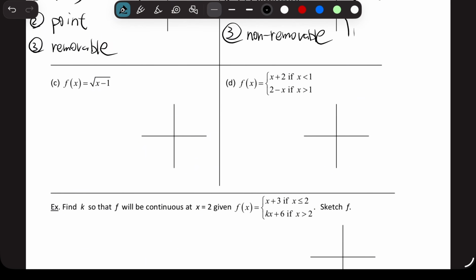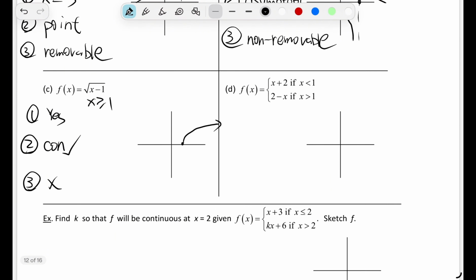What about this one? Is it continuous? The answer is yes, it is continuous, because it has its own domain, which is x larger than or equal to 1. On this specific domain it is always continuous and always defined. So the third part will not be applicable.